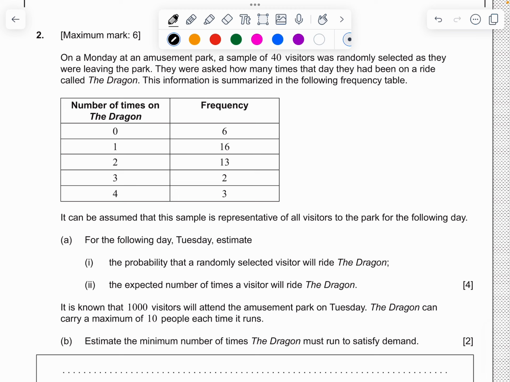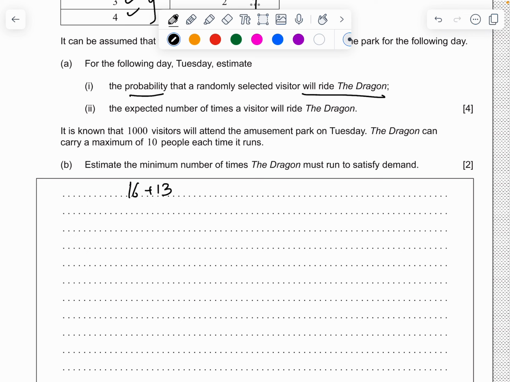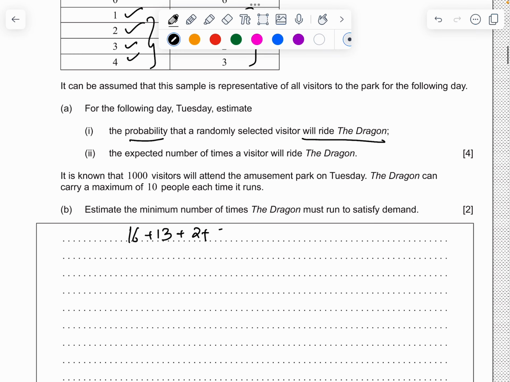Now, next one is from probability. On a Monday at an amusement park, a sample of 40 visitors, so total is 40 visitors, are going for a ride called the Dragon. The probability that a randomly selected visitor will ride the dragon. Ride the dragon means only 1, 2, 3, and 4, not the others. So I'm going to take 16 plus 13 plus 2 plus 3, which is going to be 34. So the probability is going to be 34 upon 40. So this is my method mark and an accuracy mark.